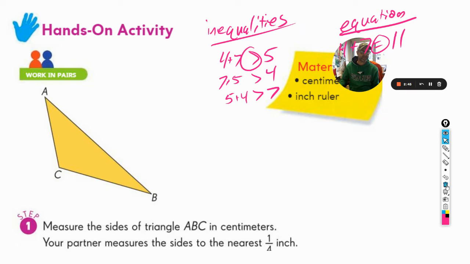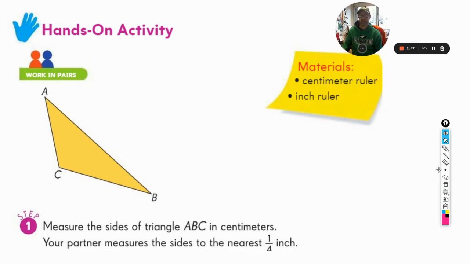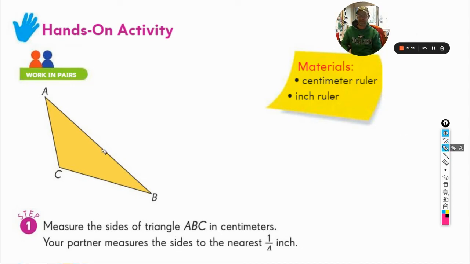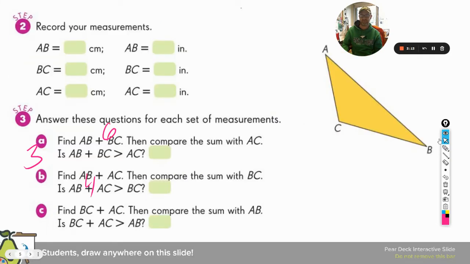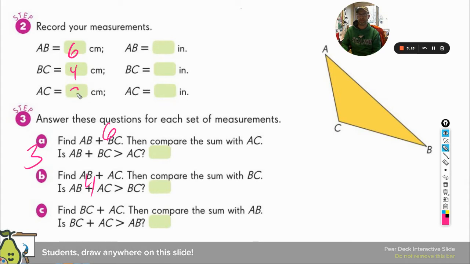Oh, good. An activity. It says measure the sides of the triangle ABC in centimeters. Your partner measures the sides to the nearest quarter inch. I want to pause and look at my book here and see what we're supposed to do. Okay, I checked that out. What they're saying is 6, 4, 3. This is all on one page of the book. So it's saying AB, BC, 6, 4, 3.